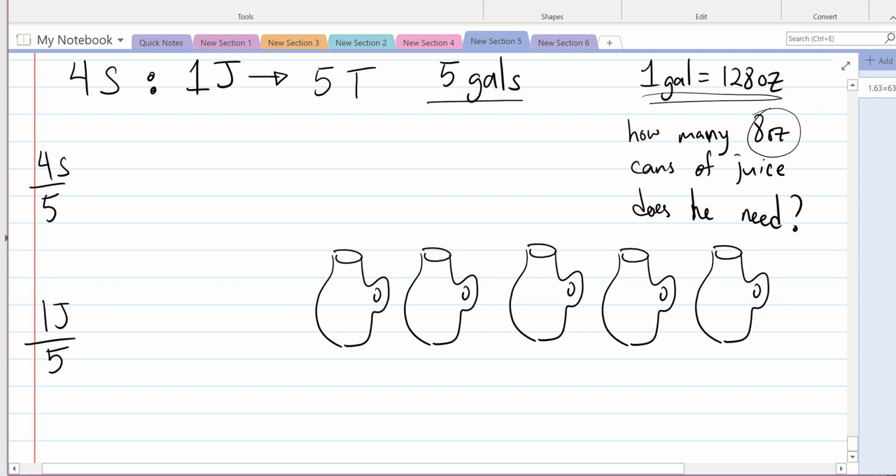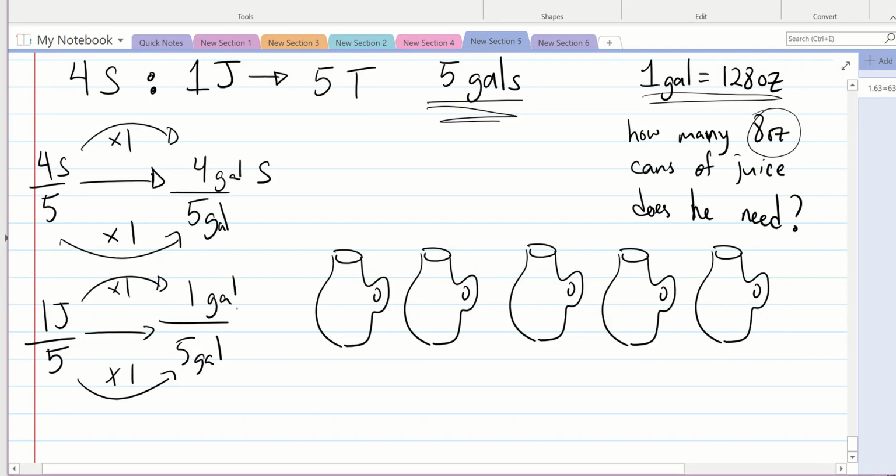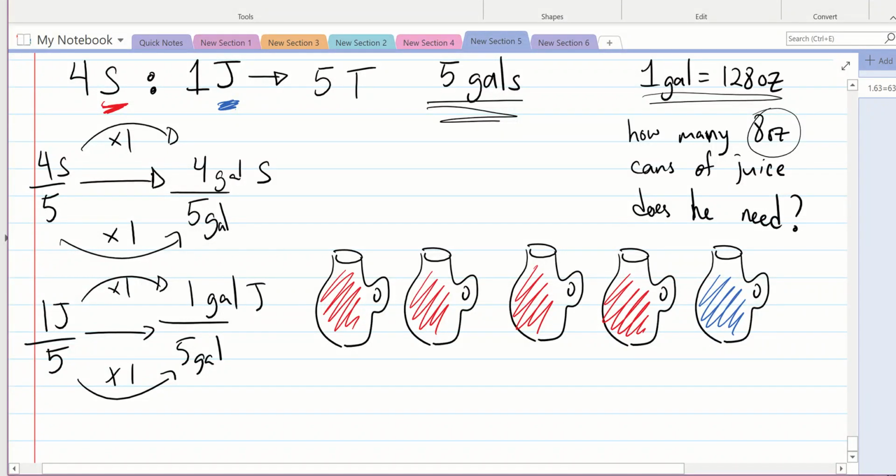Now, here we know it's going to be 5 gallons, so it's going to make our life a little bit easier. We want to convert this to 5 total, but this could indicate 5 gallons as well. How do we get from 5 to 5? Just multiply by 1. So 4 gallons of seltzer. Same thing on this one, 5 gallons. How do we get from 5 to 5? Multiply by 1. So we get 1 gallon of juice. So let's say seltzer was red and juice was blue. That means out of these 5 gallons, 4 of them are going to be seltzer, and 1 of them is going to be juice. So we only have 1 gallon of juice.